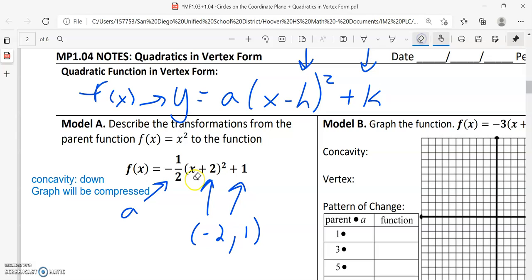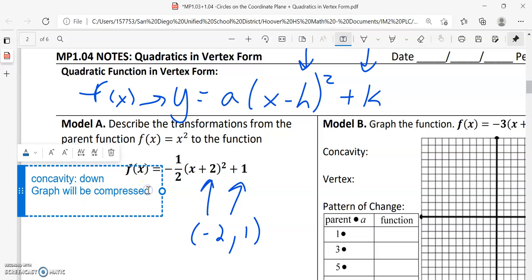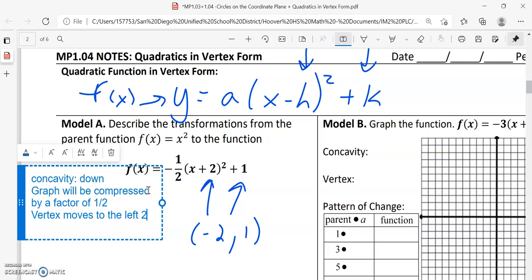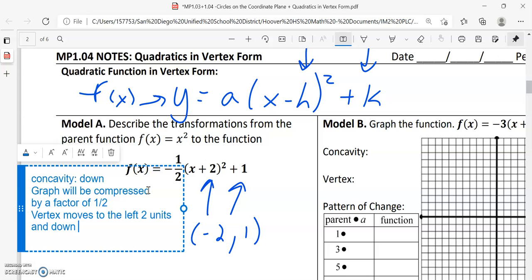Erase some of this stuff. There we go. Over 2. And then our vertex moves to the left 2 units and up 1 unit. Left is negative and up is positive.